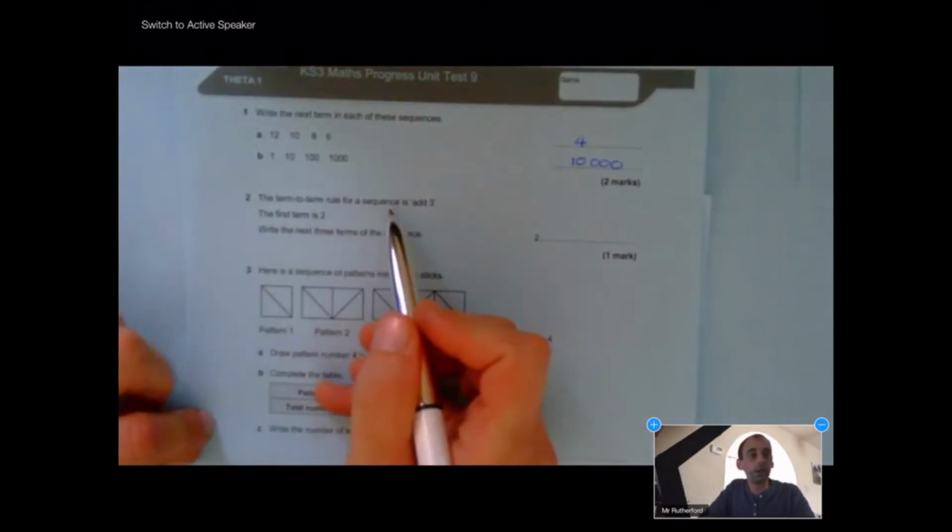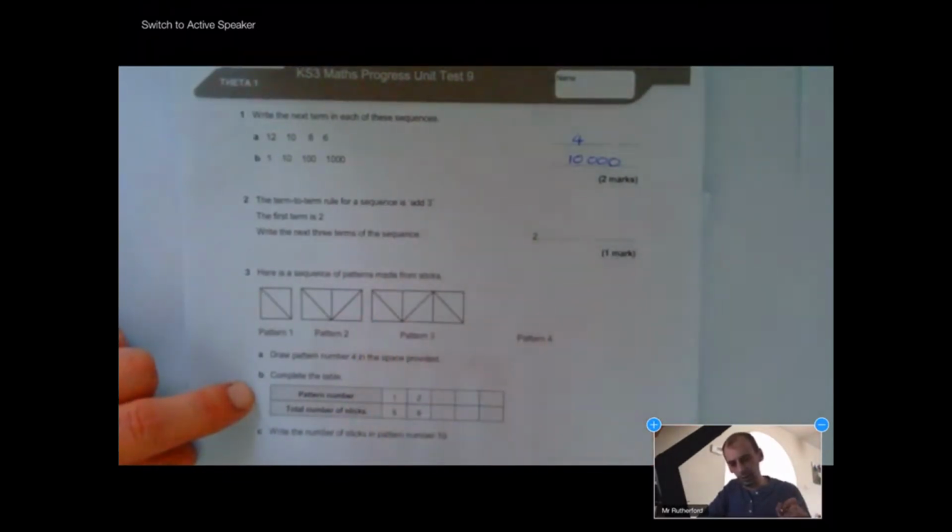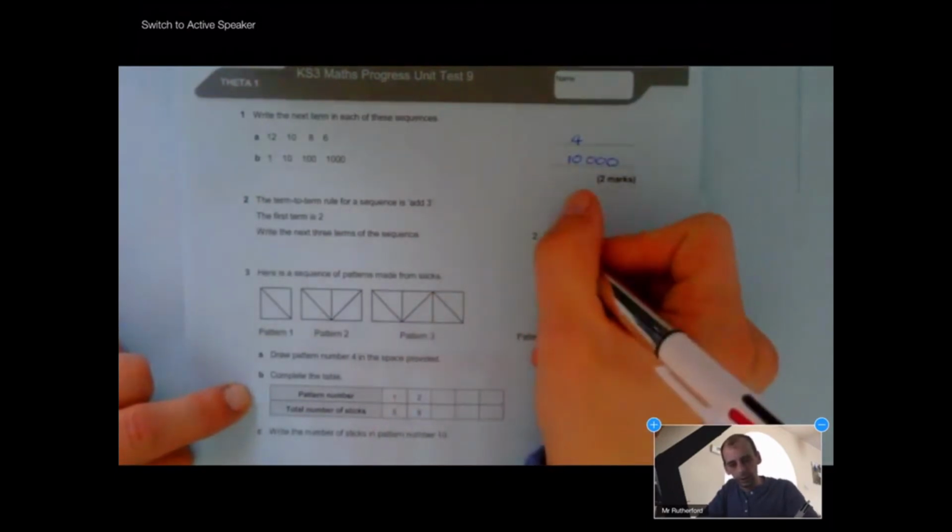In question 2, the term-to-term rule for a sequence is add 3. So it's an ascending arithmetic sequence or linear sequence. The first term is 2. So it's written down 2. And then it would be 5 and 8 for 1 mark if you get both of those correct.